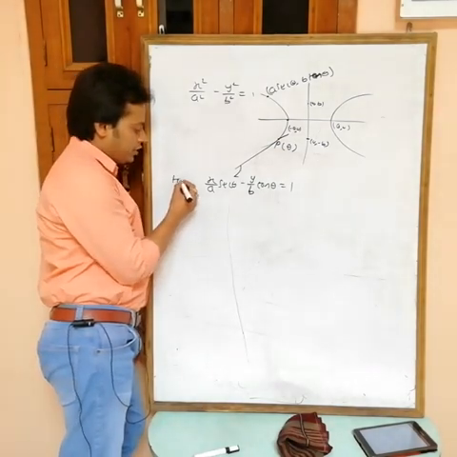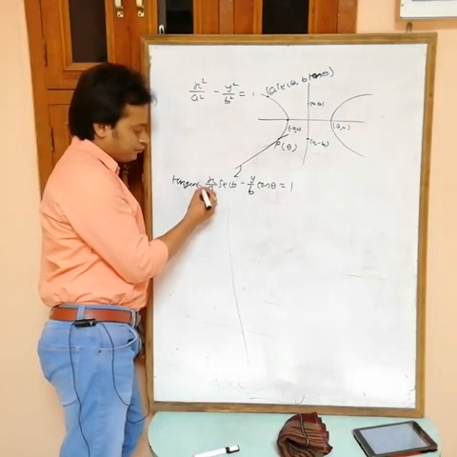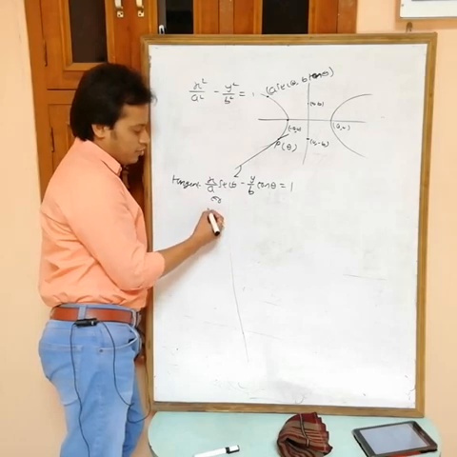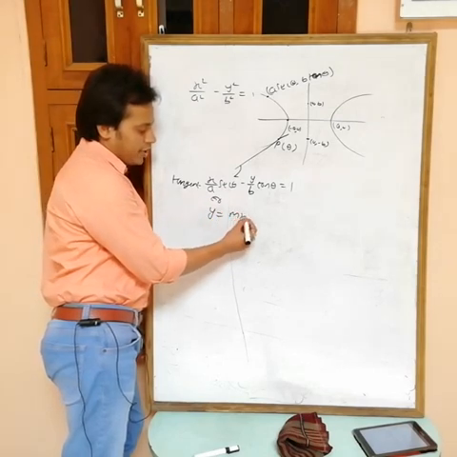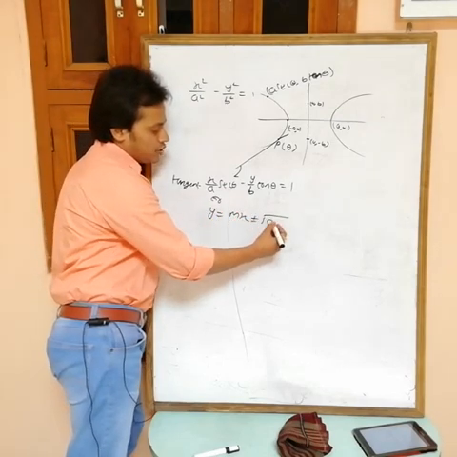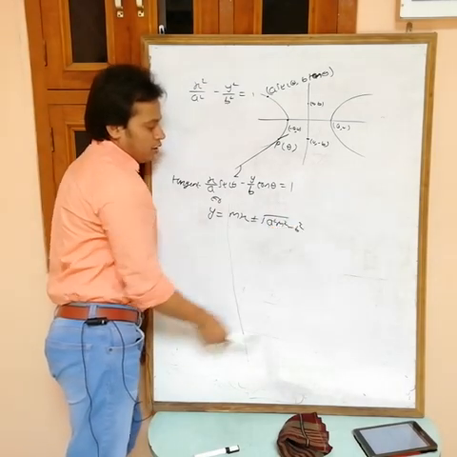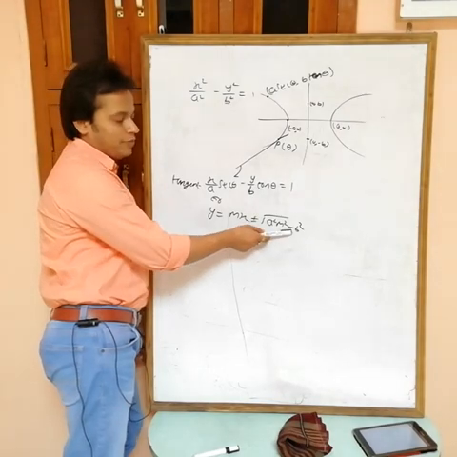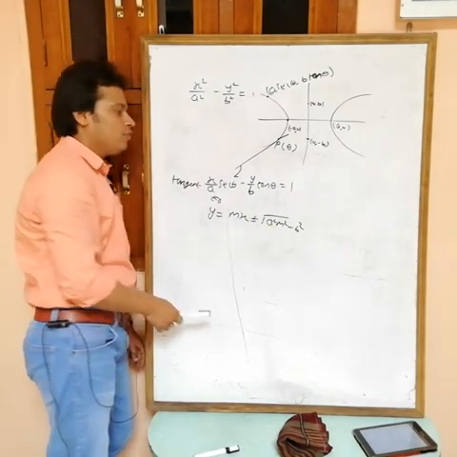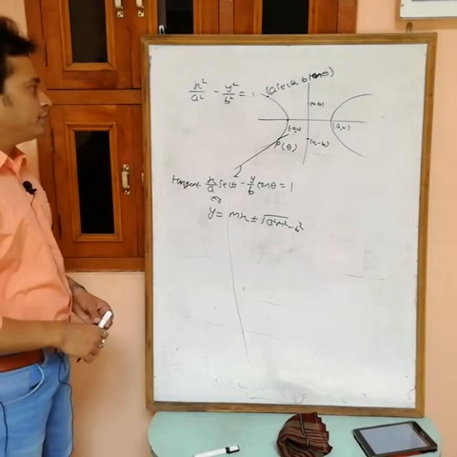Equation of tangent in slope form. This is in parametric form. In slope form, y equals to mx plus minus root a square m square minus b square. In case of ellipse, here we have plus b square. In hyperbola, here we have minus b square.